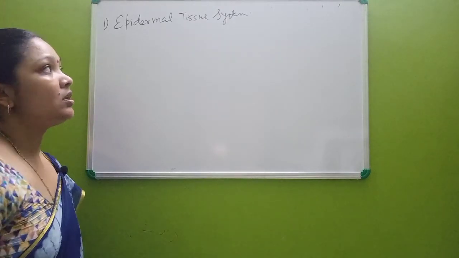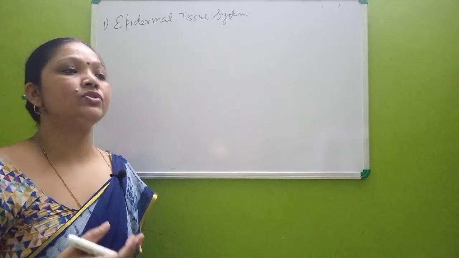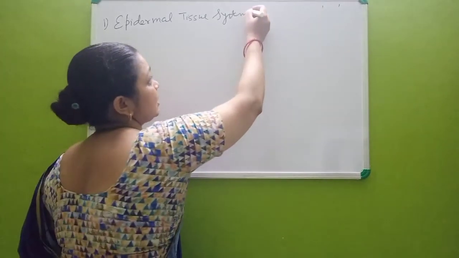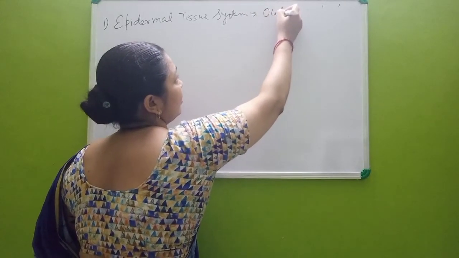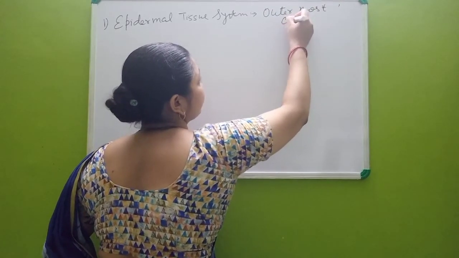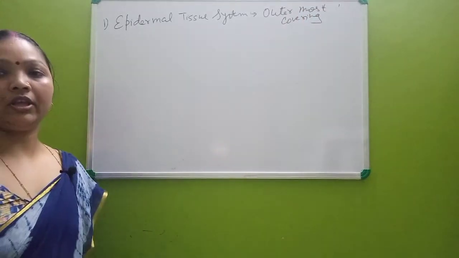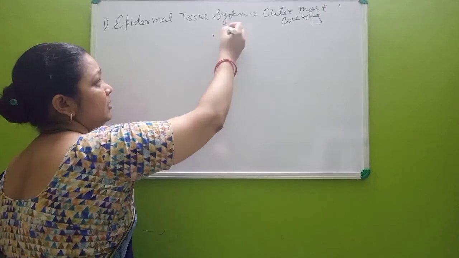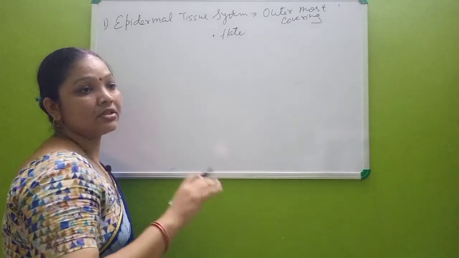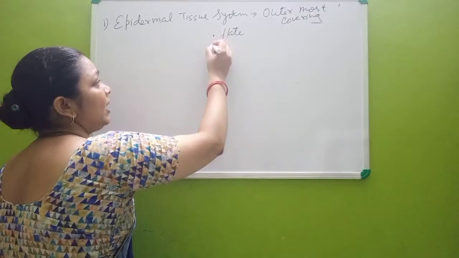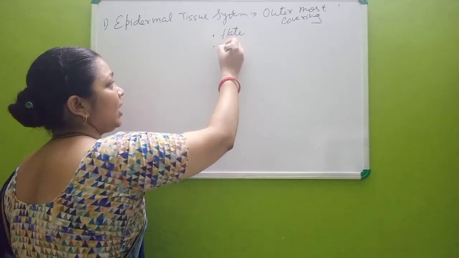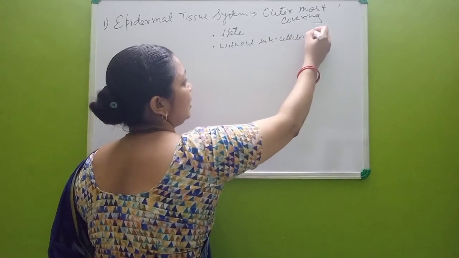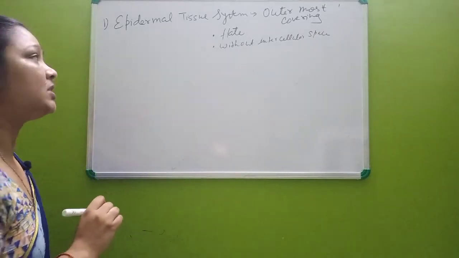The epidermal tissue system is the tissue which covers the outermost part of the plant. The complete outermost cover of a plant consists of epidermal tissue. Generally, the cells present in this epidermal tissue system are flat. They are flat cells and they do not show intercellular space, so they are without intercellular space.